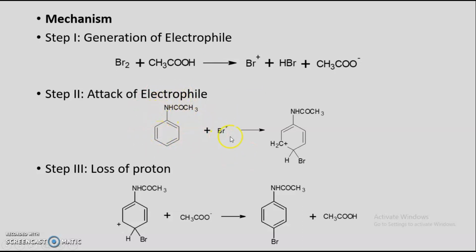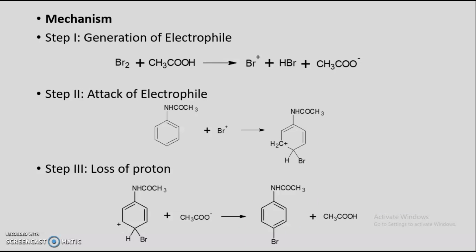We know that the bromine ion will attack the acetanilide at the para position, which leads to the formation of this carbocation. In the third step, the loss of proton takes place. The proton is lost from the aromatic compound, acetanilide, which leads to the formation of para-bromo acetanilide. So this is the answer to our first question: what is the mechanism involved in the synthesis of para-bromo acetanilide?